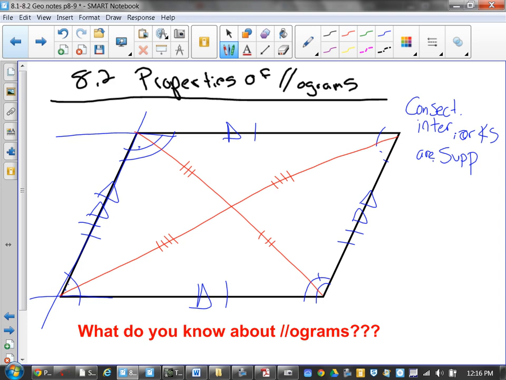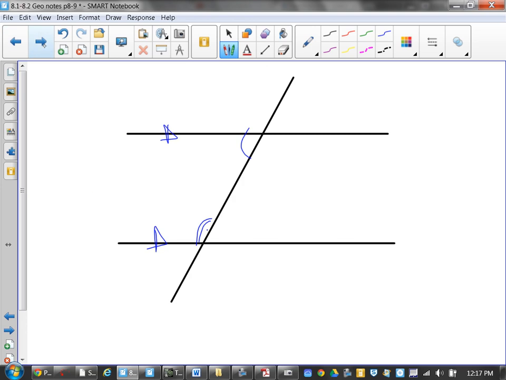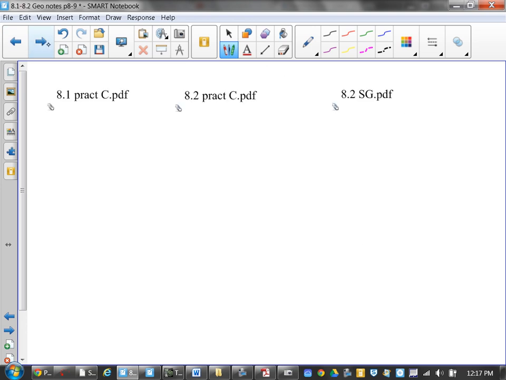So, again, what we have is opposite sides parallel, opposite sides congruent, opposite angles congruent. Consecutive interior angles are supplementary, and then lastly with the diagonals, they bisect each other. Like I said, it's not that difficult. Which means we get to do stuff like this.